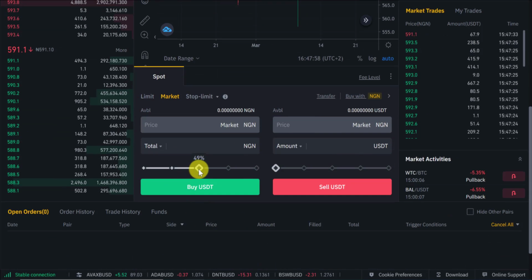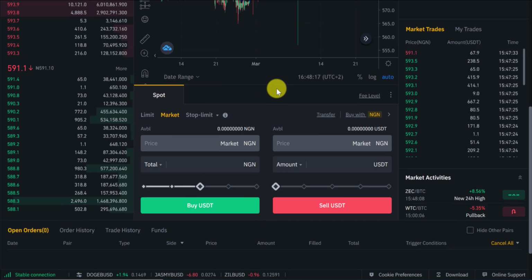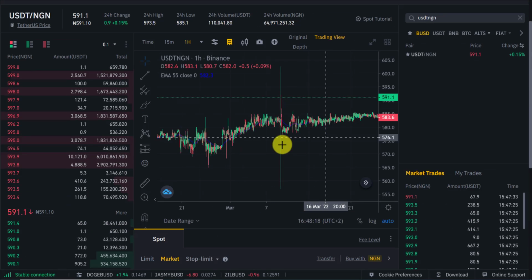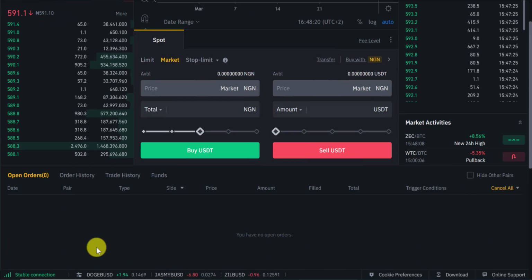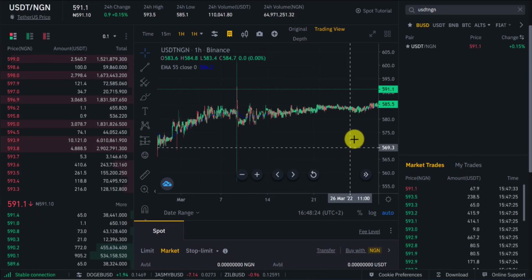So once you have specified the amount of money you want to use to buy, if you have 100,000 in your account and you put this one to 50,000, that means all the money you'll be using will be 50,000 naira at 50%. And if you have like 300,000 in your account and you choose 50% here, that means you'll be using 150,000 naira to buy USDT. So you buy here, and once you get to the upper point where you want to sell back, you go to your order history here, you click on something and you sell.